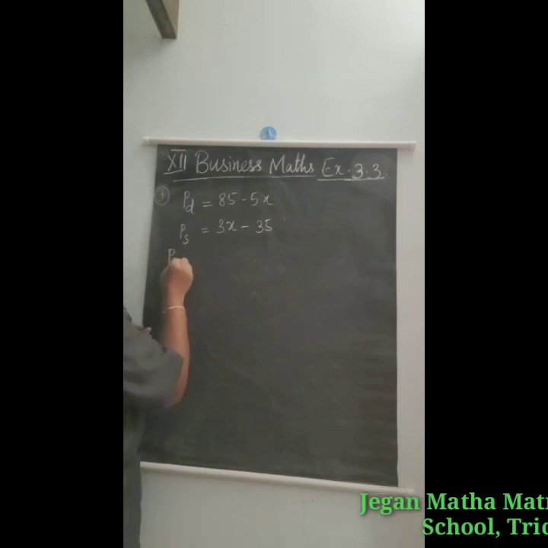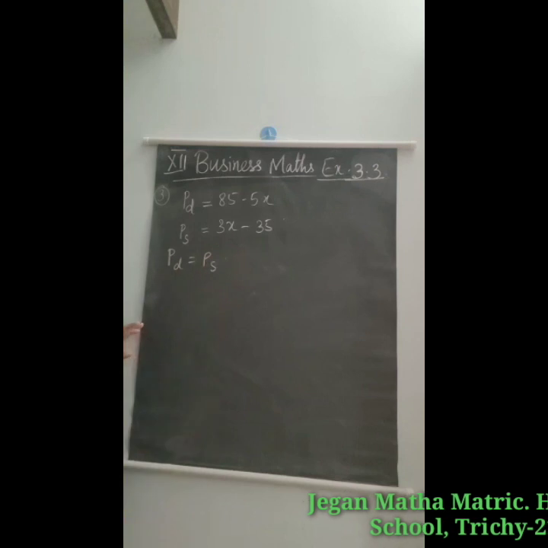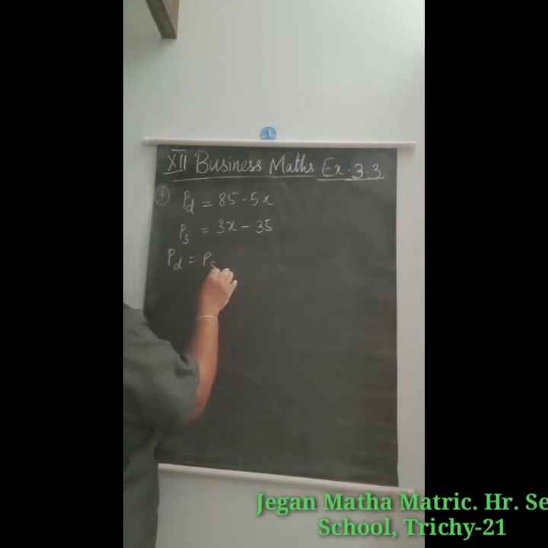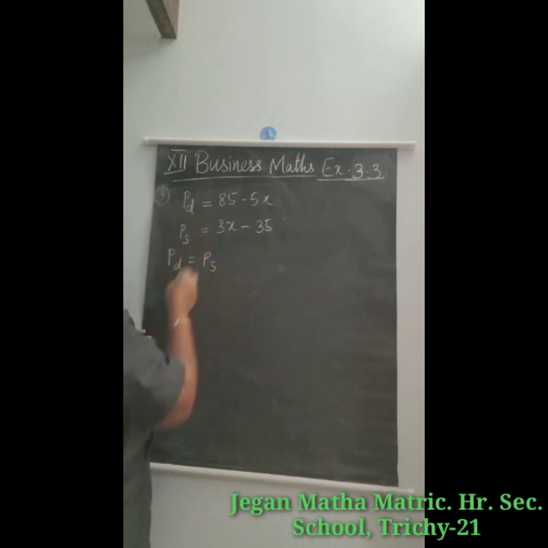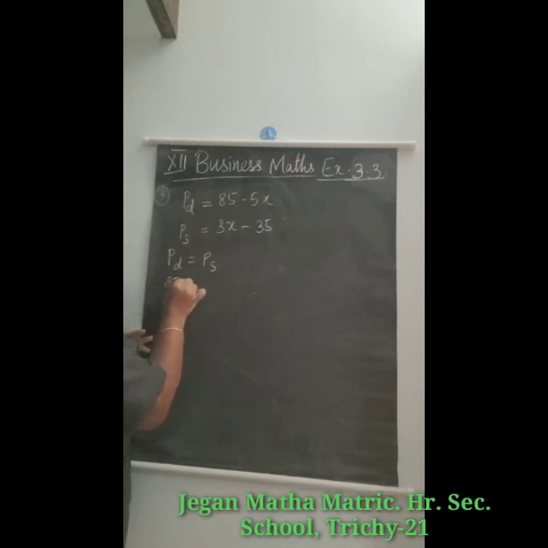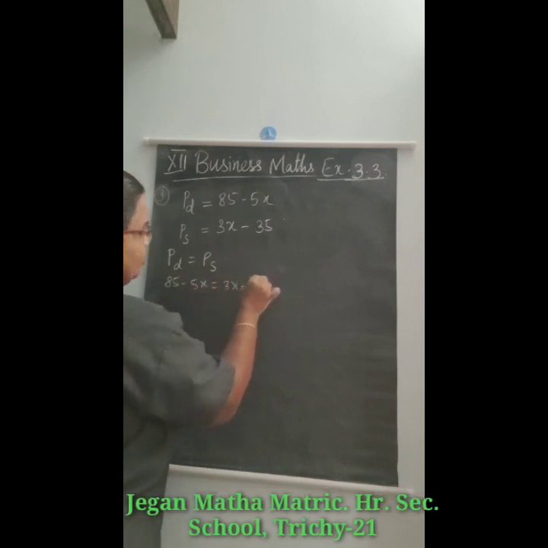We already know that at equilibrium PD is equal to PS. Then only we have to find out the value of x. If we find out x naught, we will get the value of P naught. So PD is equal to PS. So 85 minus 5x is equal to 3x minus 35.